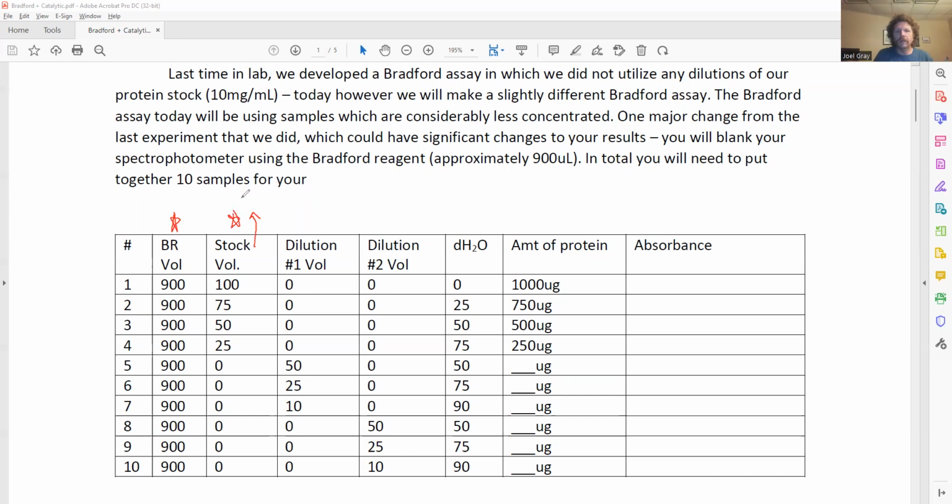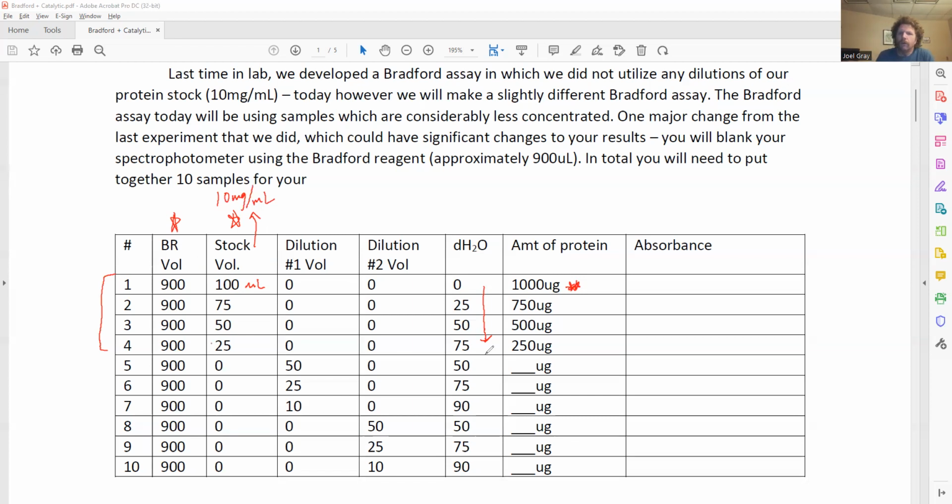Now, the reason that we're going to be doing that is because we're not diluting that sample at all. So each one of these samples will be 10 milligrams per milliliter or 10 micrograms per microliter. What this means is that if we take 100 microliters at a concentration of 10 micrograms per microliter, and we put it into a cuvette, that means we have added a grand total of 1,000 microliters to that cuvette. Okay, so if you look at your first 4 samples, we have a mixture of 900 microliters of the Bradford, a range from 25 to 100 microliters of the stock, and then we offset that volume difference to bring us up to 1,000 microliters by adding DH2O.